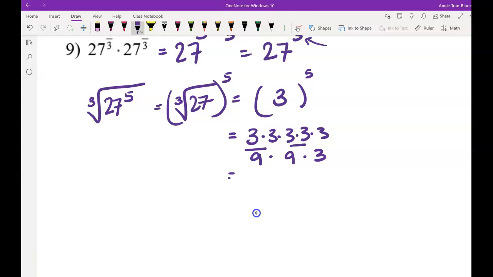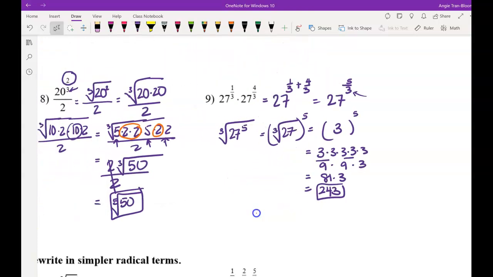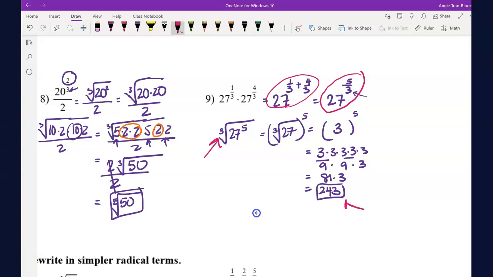So I need to pull it up. 9 times 9 is 81 times 3. 81 times 3. Remember, 80 times 3 is 240, and 1 times 3 is 3. So 243 is our final answer. And you thought that was not possible. But look, first, we added the powers because the base is the same. We rewrote this rational exponent as a radical, and then we simplified all the way through.